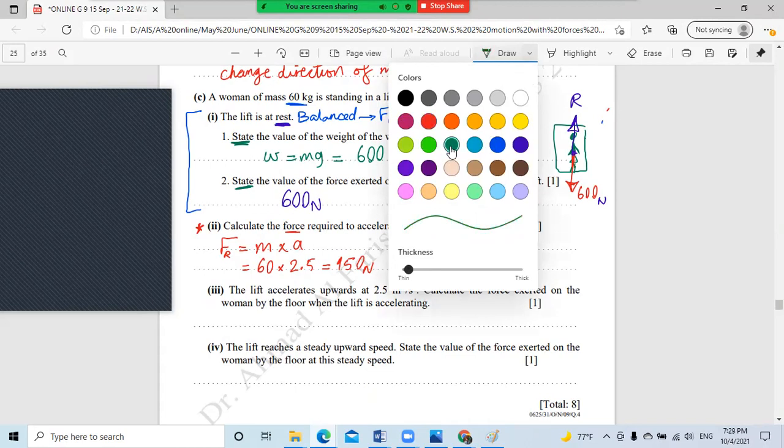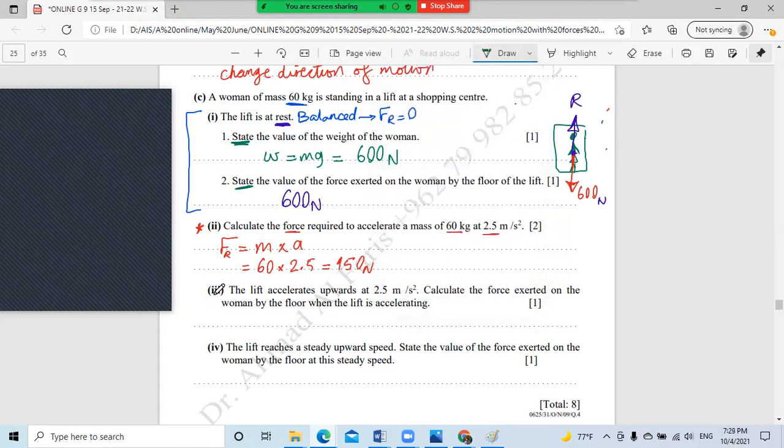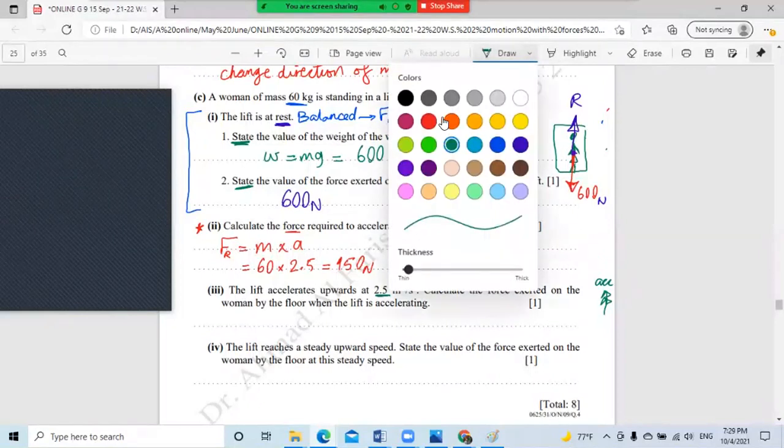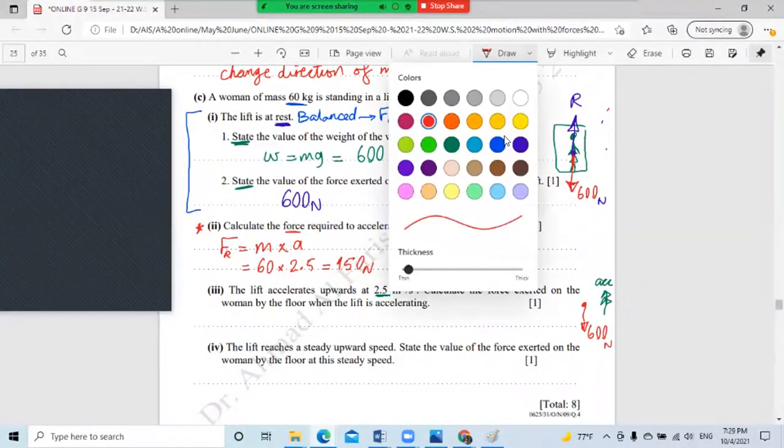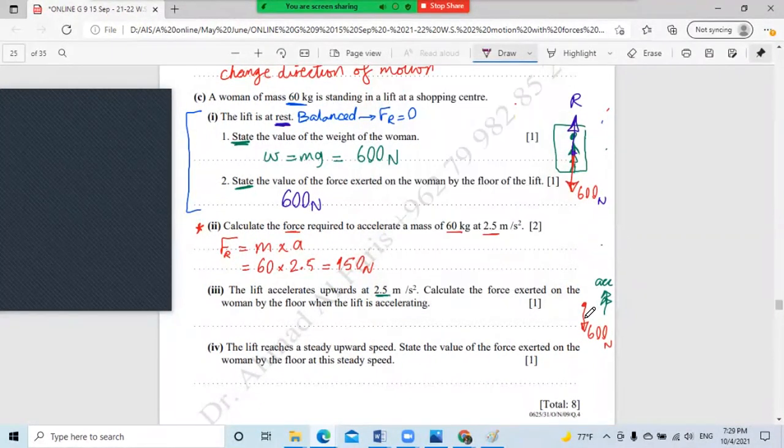Good? Okay. Triple I. The lift accelerates upwards at 2.5. Now this is the lift. It was at rest. Now here it's not at rest. It's accelerating upwards. That means the weight on her, which doesn't change, is equal to 600 Newton. But the normal reaction force will be greater. Why will it be greater? To make the acceleration. So it will be upwards, more than the weight.